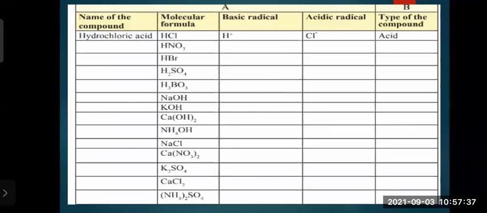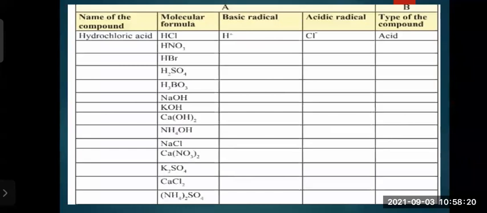The first column is the name of the compound, that is hydrochloric acid. Then the molecular formula. Every compound has a molecular formula. The molecular formula of hydrochloric acid is HCl. The third column is the basic radical, H plus. Acidic radical, Cl minus. Then the compound will be known as an acid. So let us try to define from this table what an acid is. What is an acid?